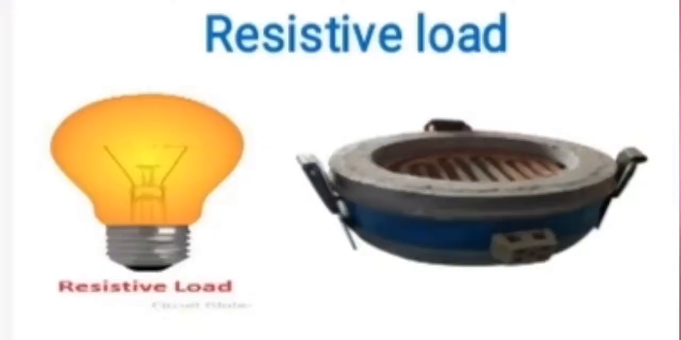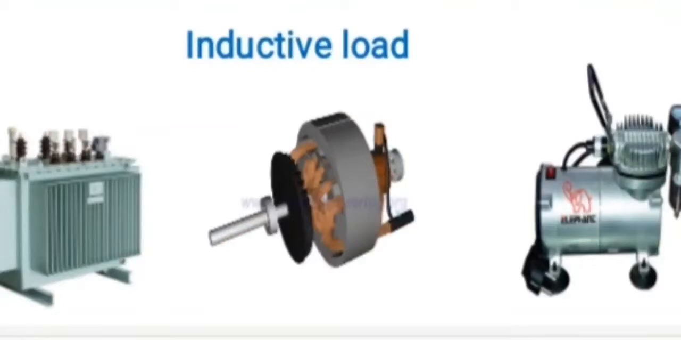On screen, you will see various examples of resistive load, inductive load and capacitive load. Tungsten filament lamp and electrical heater are some examples of resistive load, whereas transformers, motors and compressors are some of the examples of inductive loads. Capacitive loads: capacitors, starters, etc. These are the examples of capacitive load.